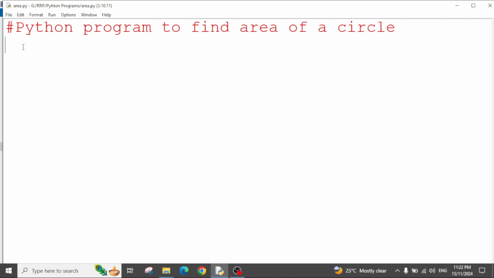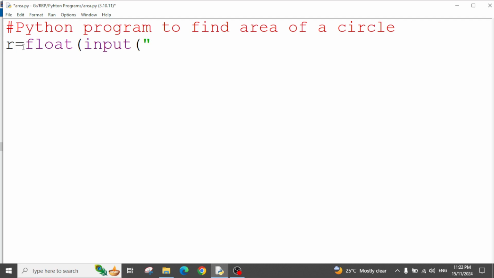A Python program to find the area of a circle is to be developed. To find the area of a circle, we need the value of radius. So that value will be stored in a variable, say r. The message to be given to the user is followed by the input function.